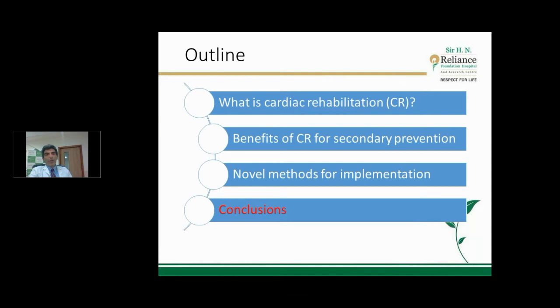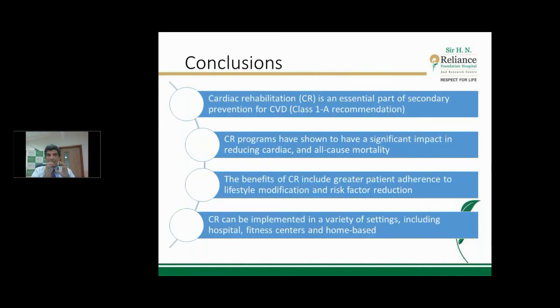Okay, now let's come to the conclusions. What have we seen from all that we have spoken about? We know that cardiac rehab is an essential part of secondary prevention for cardiovascular disease. Again, I want to emphasize that it's a 1A recommendation. The benefits have been clearly proven in several well-controlled, randomized controlled trials. So you need to recommend it to your patient.